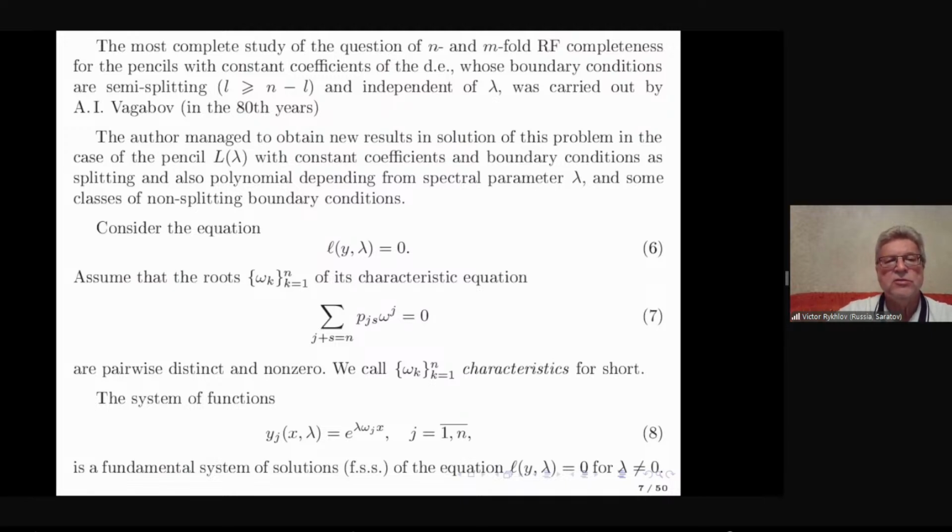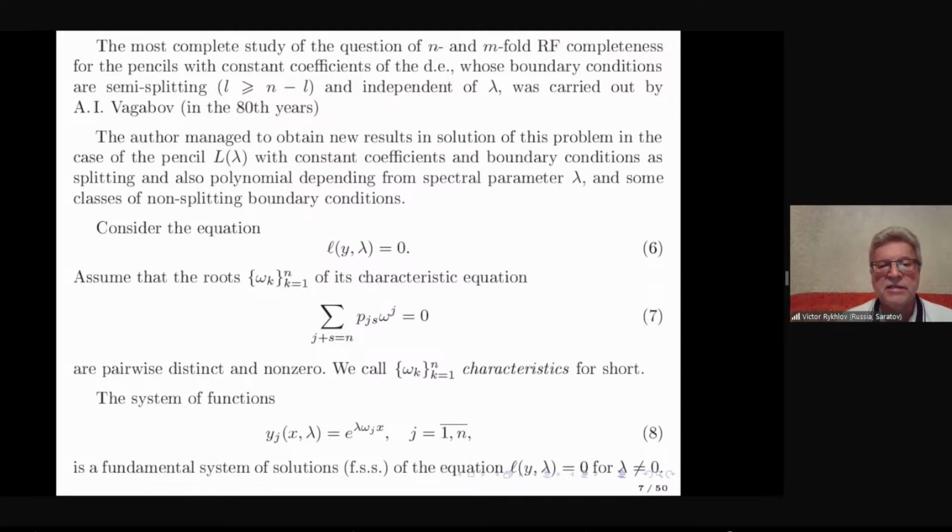The author managed to obtain a new result in the solution of this problem in the case of the pencil L of lambda with constant coefficients and boundary conditions that are splitting and also polynomially dependent on the spectral parameter lambda, and some classes of non-splitting boundary conditions.